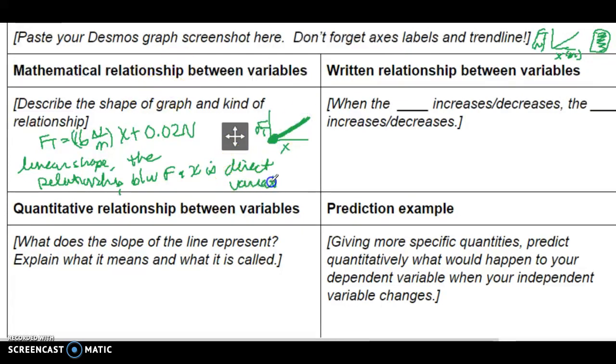Direct, or you can say direct variation. Make sure you write this in your own words, right? You're not just copying mine. So that's what should be in this box. In this one, I think you can figure it out.